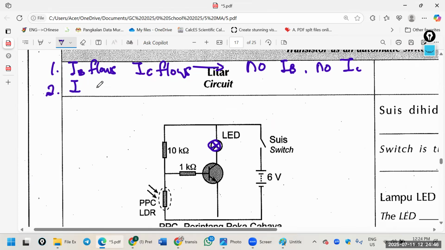Second, the current shows low resistance way. Low resistance circuit to flow. Okay?